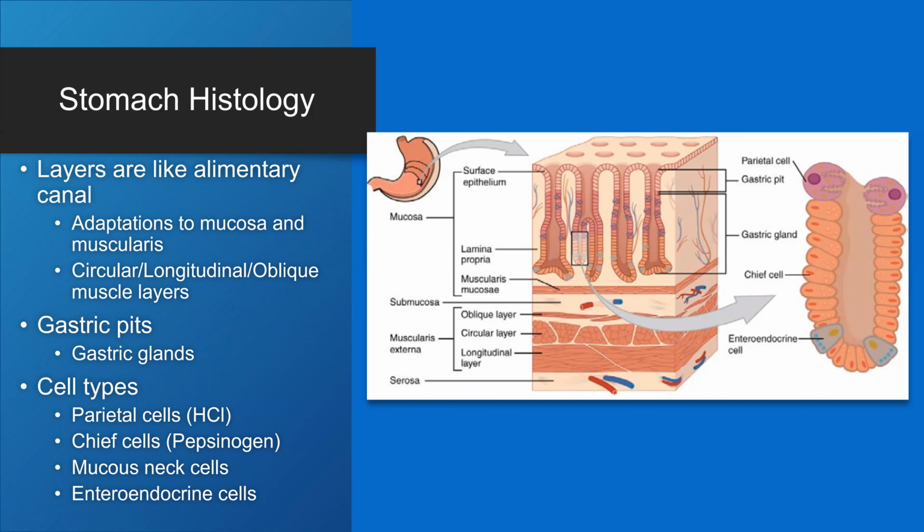Right, then we have gastric pits. These look like little holes going down. That's the gastric pits. And at the inferior parts over here, gastric pits become gastric glands. We have several cells. We have parietal cells that secrete hydrochloric acid. Chief cells secrete pepsinogen. Pepsinogen is then activated in the presence of hydrochloric acid and becomes pepsin, a digestive enzyme needed for protein digestion. Then we have mucous neck cells, and those secrete mucus, obviously, and enteroendocrine cells that secrete hormones right here.